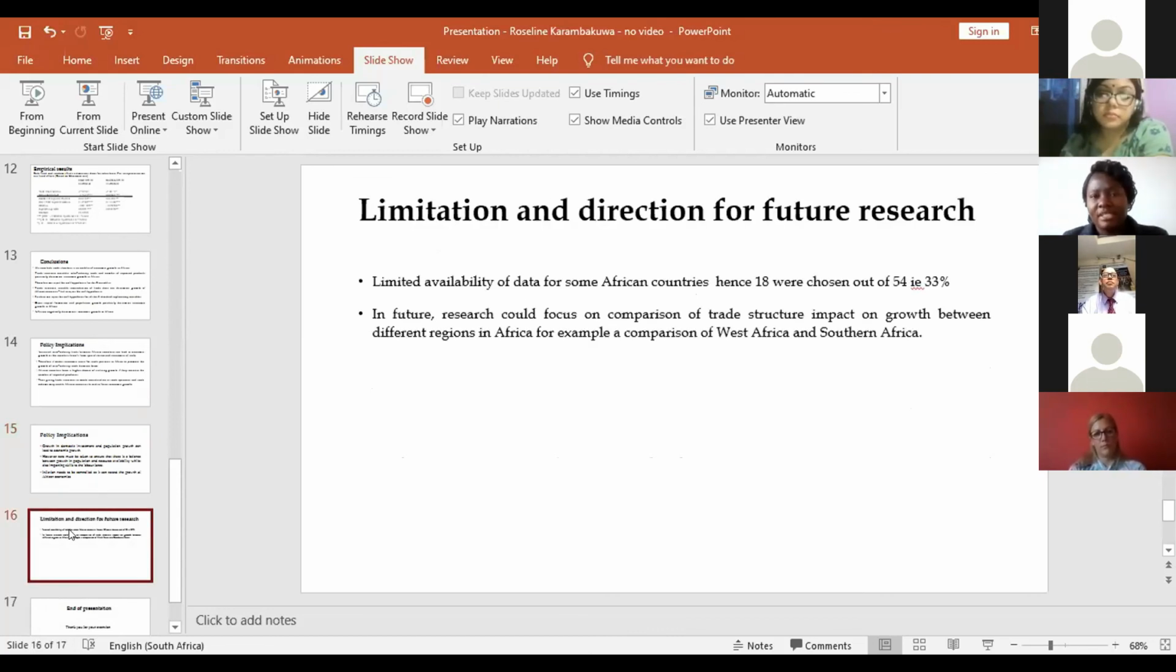There are some limitations that we face and also some recommendations on direction for future research. The major limitation was availability of data for some African countries. Hence, we had used 18 out of the total of 54 countries, which is 33%. Then in future, research could focus on comparison of trade structure impact on growth, perhaps between regions in Africa. For example, comparison of West African region and Southern African region.